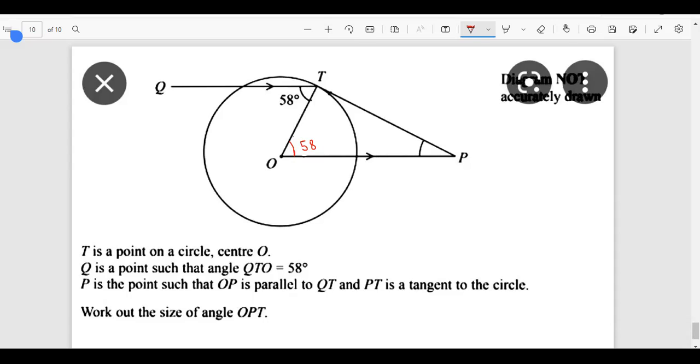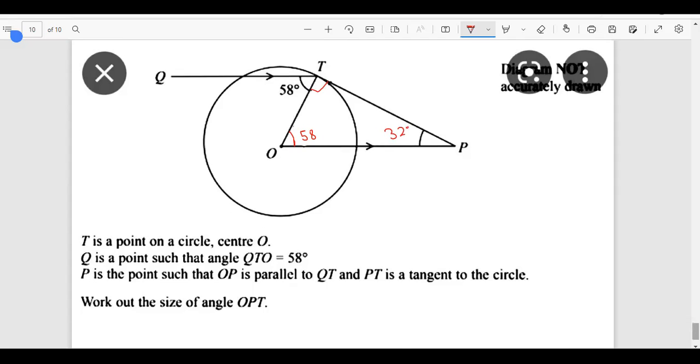Wait, it says PT is a tangent. Does that mean PTO is 90? Yes, very good. This is 90. So you do 58 add 90, 180 minus answer, 32. Very good. This is going to be 32. Excellent. Okay. So I'll scroll up again.